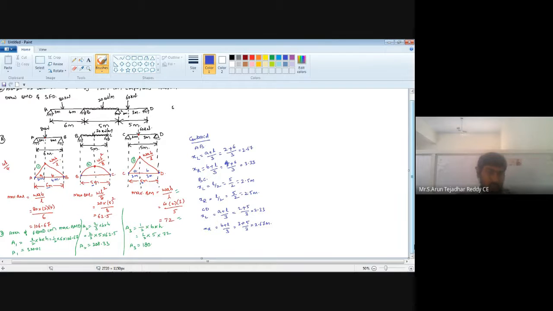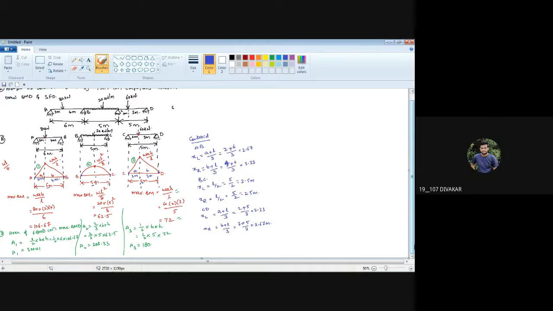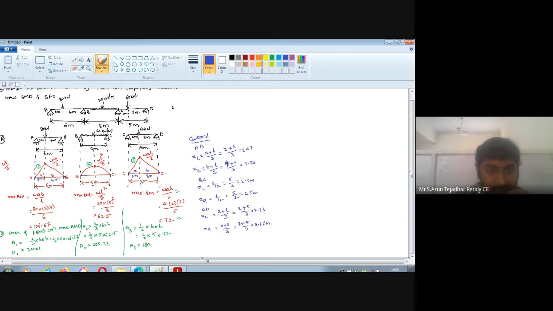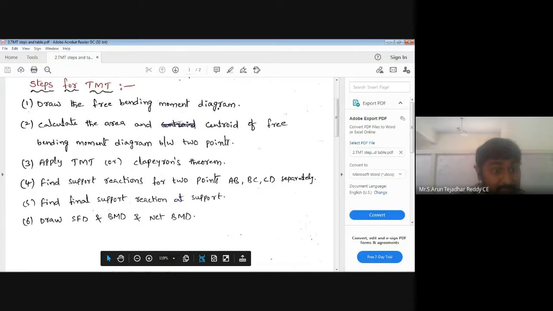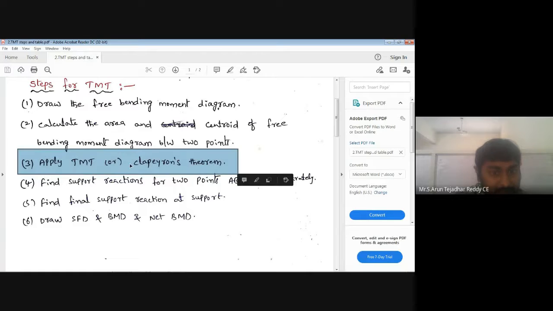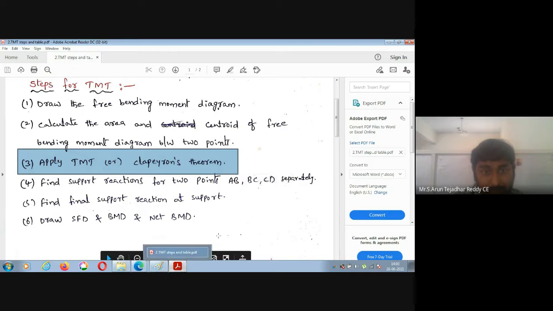Is it completed or still writing? Anyone can respond. Completed, sir. Okay. See, the third step. Once read the third step, that is apply TMT or Clapeyron's theorem. It means here we have one formula. So in the third step, we should follow that formula. Once I'll show you that formula here.